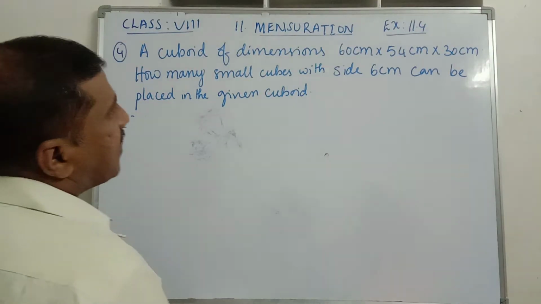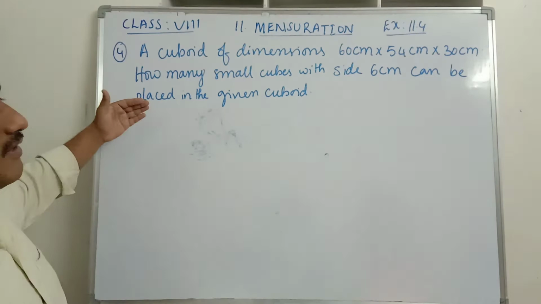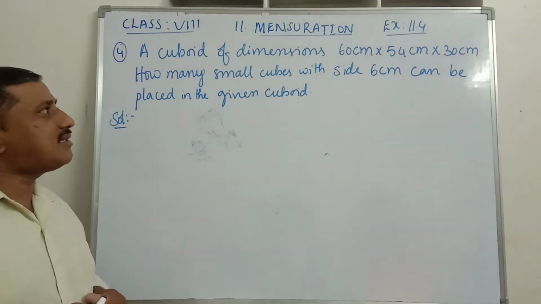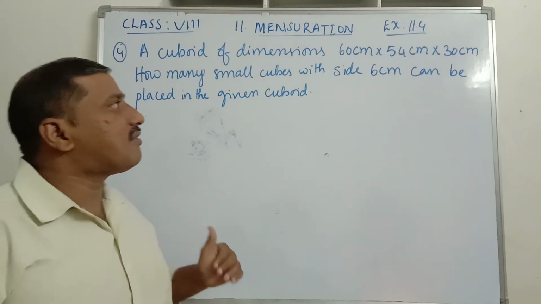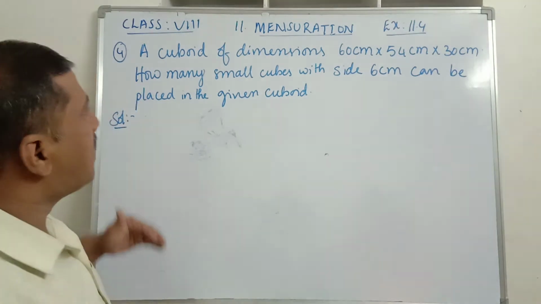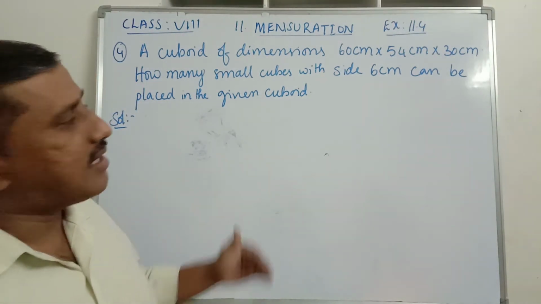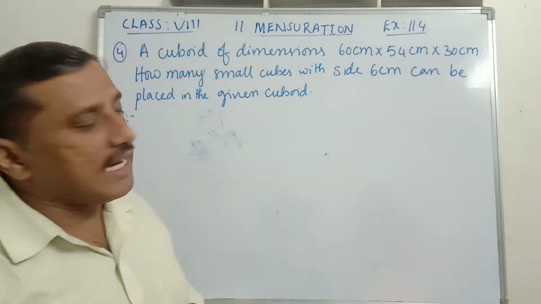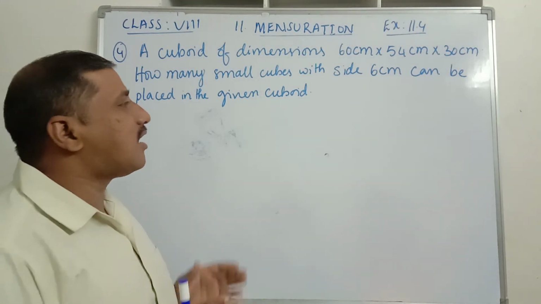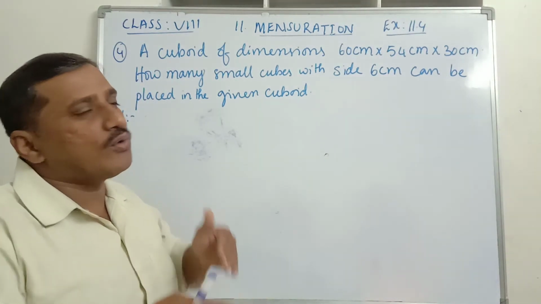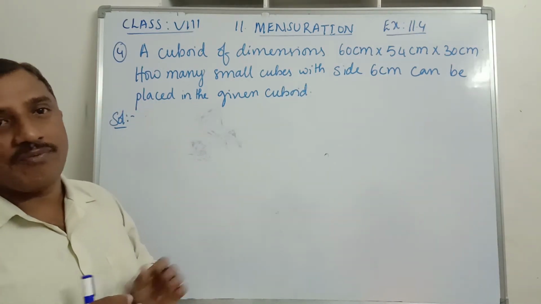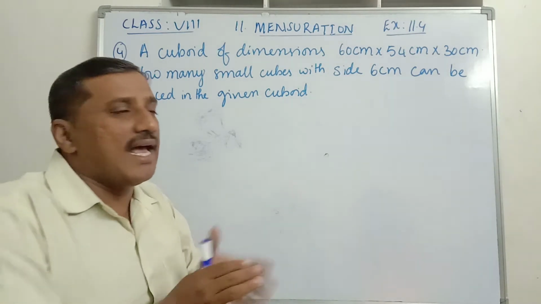Now exercise number 11.4. The first bit we discussed just now. Now it is the fourth bit. A cuboid of dimensions 60 centimeters length, 54 centimeters width and 30 centimeters height. The cuboid is there whose dimensions are 60, 54 and 30 centimeters. How many small cubes with side 6 centimeters can be placed in the given cuboid? How many small cubes can be placed in that cuboid?